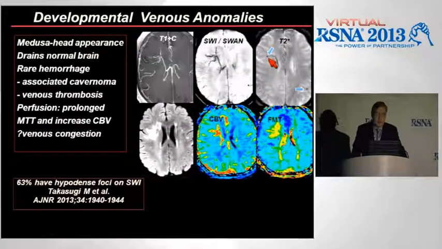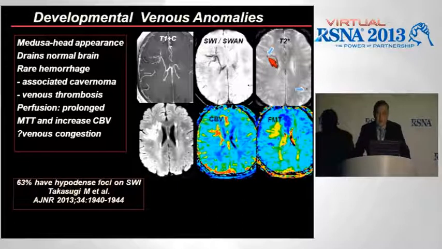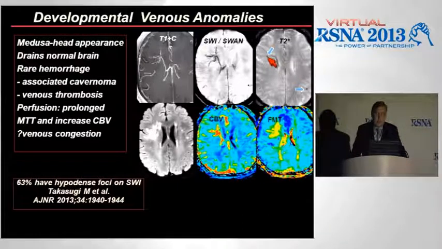On the T2 star weighted images, more and more people are finding that there are these hypodense areas in the region of the developmental venous anomaly. These hypodense areas are not pathologically evaluated yet, but the hypothesis is that there are in fact small cavernomas, which previously have not been easily identifiable, that exist with many of these DVAs. And as you can see in this one, there's some associated gliosis, some alterations in cerebral blood flow, and some prolongation of the mean transit time.